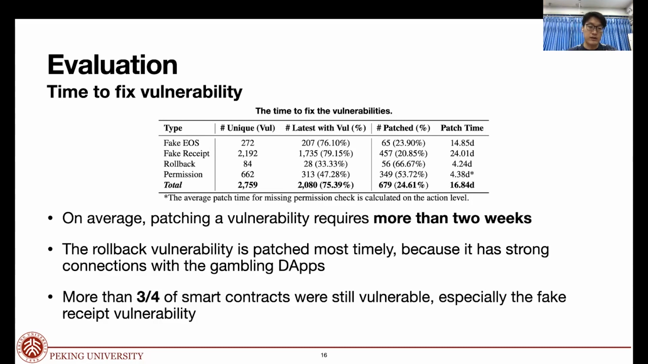Moreover, as the rollback vulnerabilities only appeared in gambling smart contracts, they are patched most timely. What's more, by analyzing if the latest version is vulnerable, we figured out more than 3/4 of smart contracts were still vulnerable, especially to the fake receipt vulnerability. We have also performed other interesting evaluations, which are detailed in our paper.